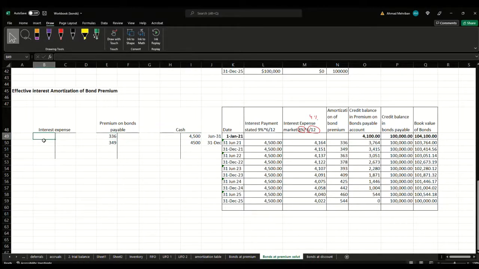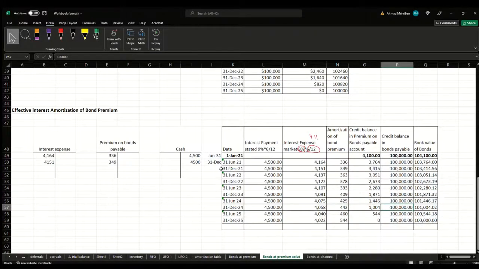If we want to reconfirm our calculations, we can just do this, right? So it's going to give us 4,164, which is equal to my table down here. And the same way, it's going to be 4,500 minus this 349, which is 4,151. So this is basically how it's done. The entries are done exactly the same way. However, the calculation and the amortization table is going to look slightly different. Again, the only reason why I've added these additional lines of semi-annual is I just wanted you to know that it's also possible.